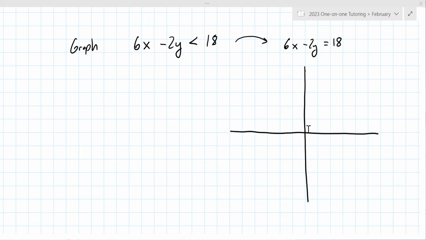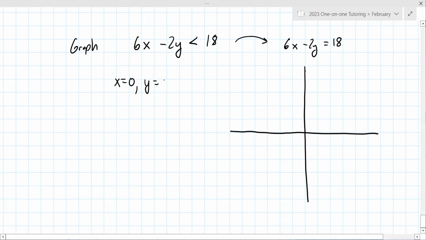Okay, so when x is 0, y is -9, and when y is 0, x is 3. So that gives you 2 points to graph here. We'll just pretend like that's -9. So is it a solid or a dashed line? A dashed. Dashed line, okay.